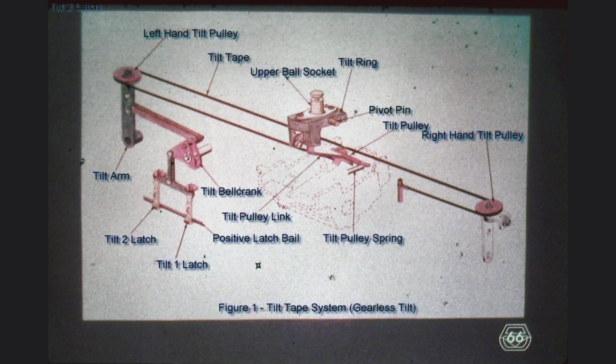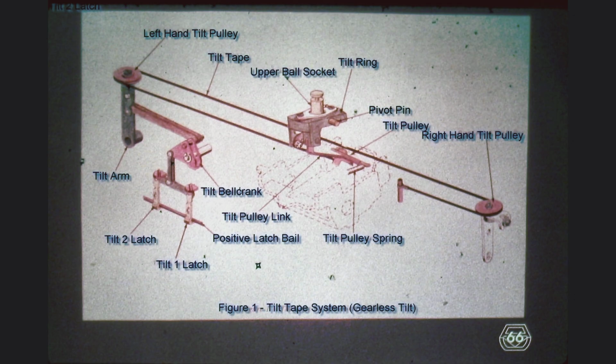This is a picture of the complete tilt tape system. We have seen that with a downward motion of the tilt latches, the tilt arm on the left-hand side is rotated counterclockwise, meaning that the left-hand tilt pulley moves toward the left. When we examine the way the tilt tape is mounted in the machine, we find that it is permanently anchored on the right side of the carrier. The pin shown here in red is actually mounted on the carrier frame.